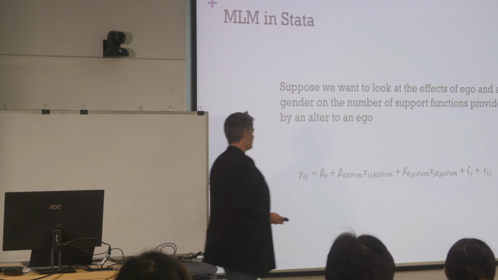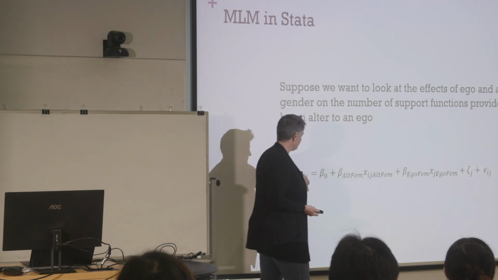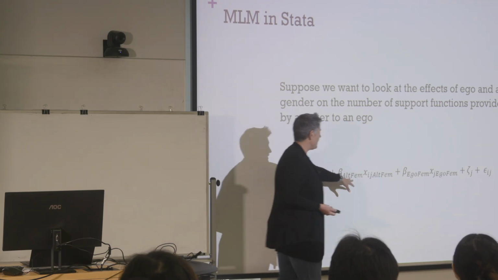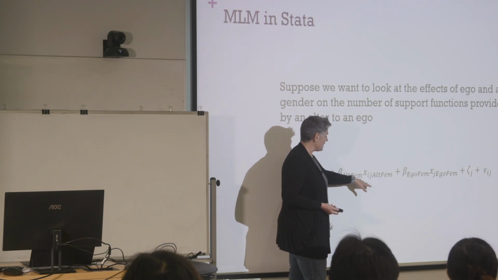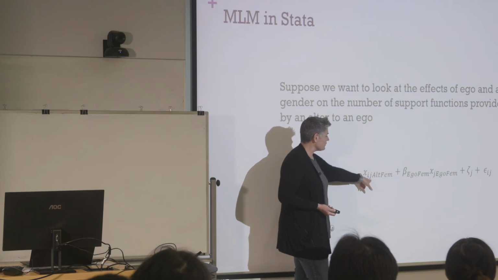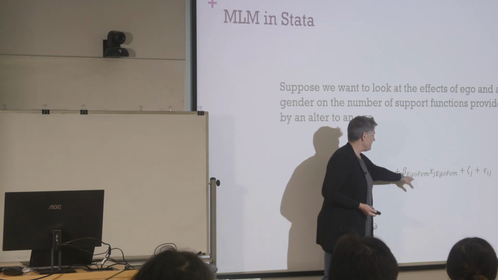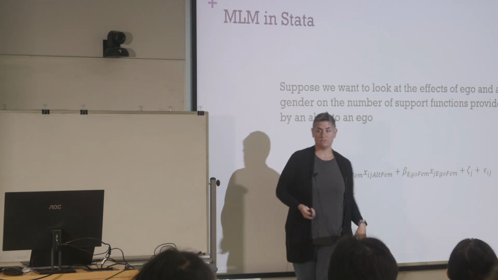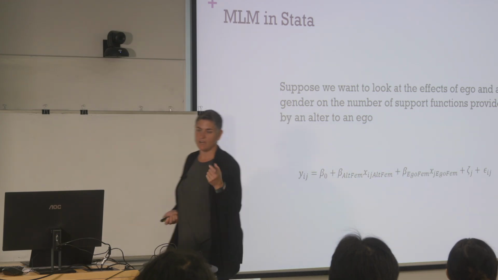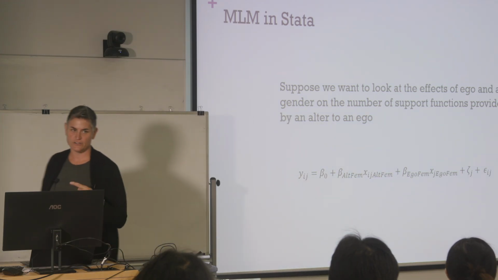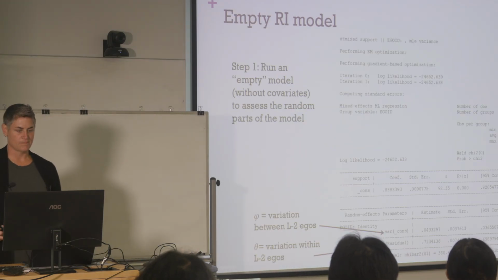And again, in this case, we have our outcome, our intercept, and then we have alter gender, and each alter is going to get their own gender. And then we have ego's gender in this model. And then we have our random intercept zeta and our error term, because we've split that variance.